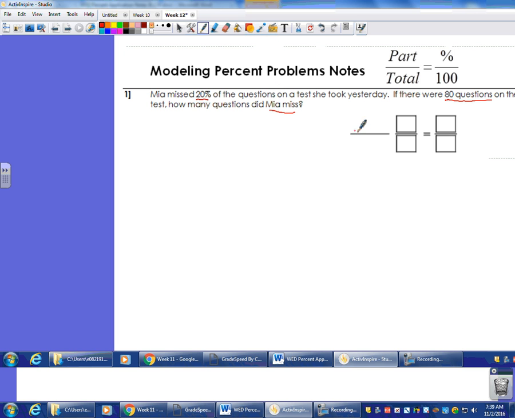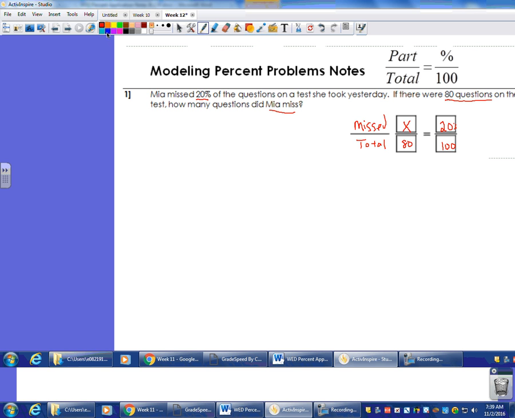And if we want, we could write missed questions on top of the total, because what we are looking for is the part that she missed, and we know that she missed 20%. So this is going to be 20% because it's the percent, and percent always goes on top of 100. Whenever you see a percent, put it on top of 100. If you don't see a percent, don't put it on top of 100. The total number of questions were 80, and the number of problems missed, we don't know. That's what we're trying to look for.